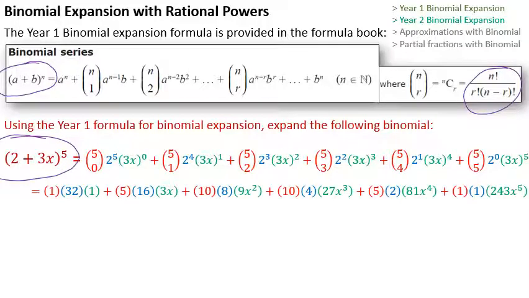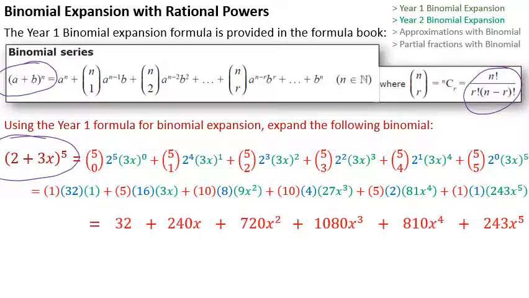If we do the same thing with the rest of the terms, we get something like this. And finally, we can simplify it all down and we get this: 32, 240x, 720x squared, 1080x cubed, 810x to the 4, and 243x to the 5. Bit of a mouthful, but that is the complete expansion for a standard positive integer power.